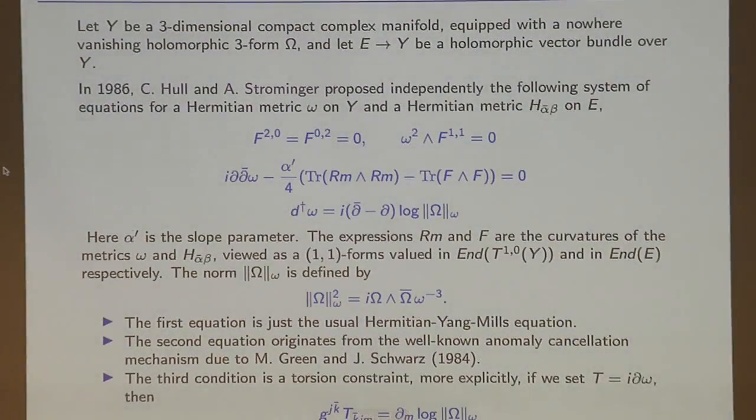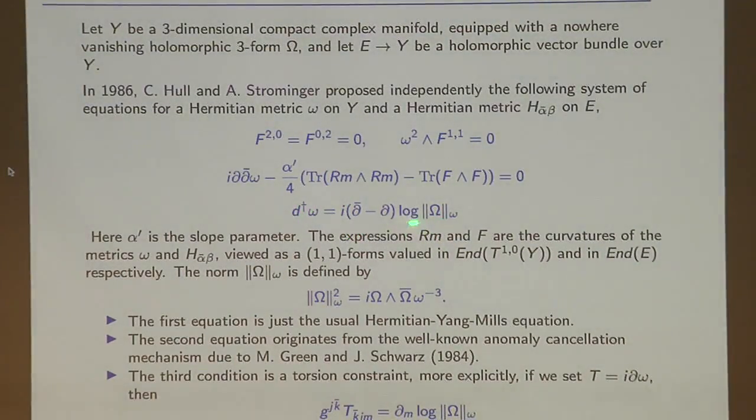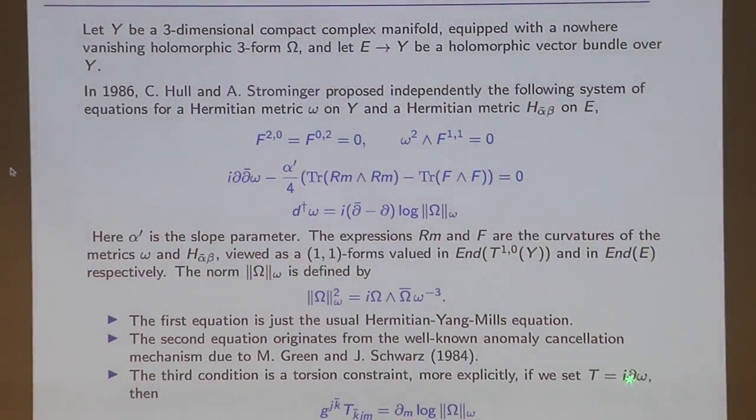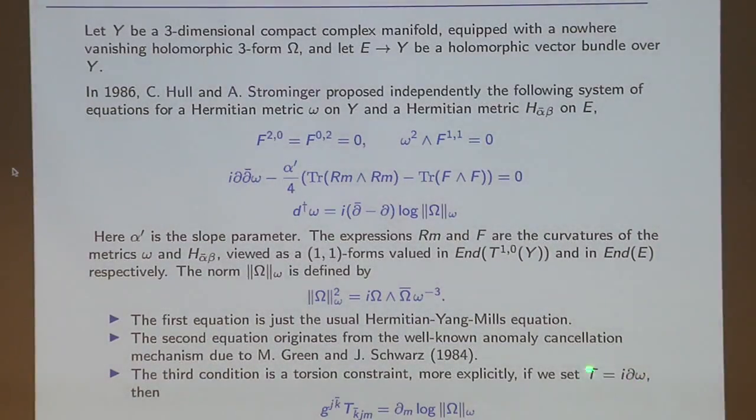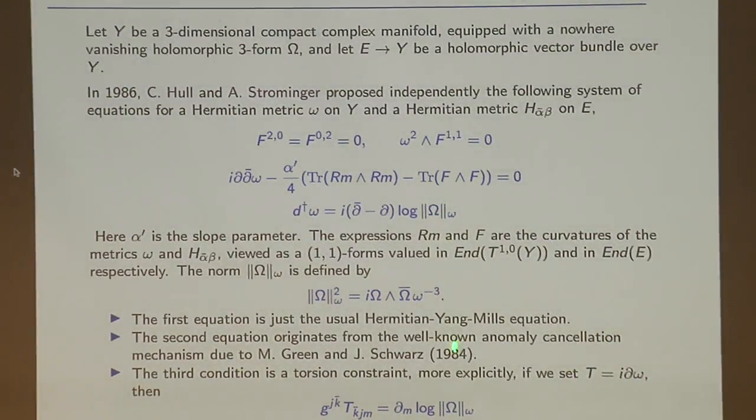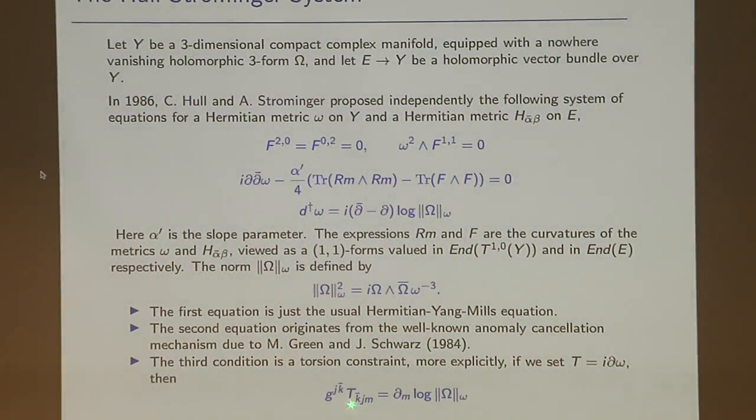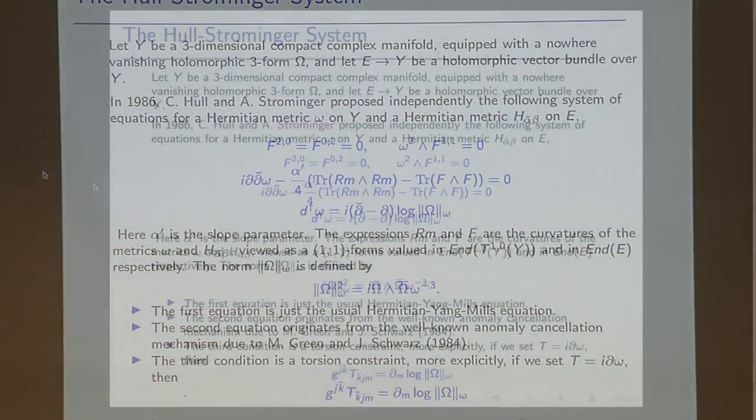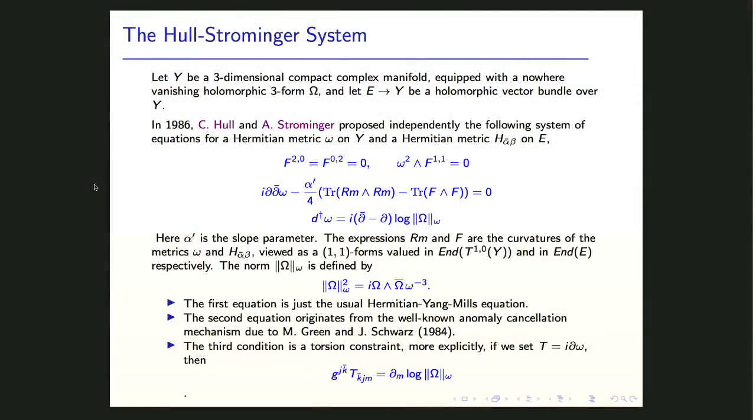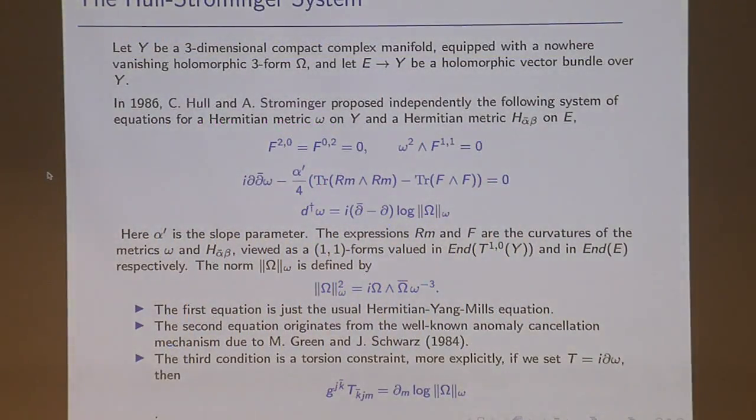And then the last condition, one can interpret this as some kind of torsion condition. So if one writes it more explicitly, what this means, if you have a Hermitian metric omega, you can take a partial d of it, and that's the torsion. And this condition here can be rewritten like this. Now this torsion here is a (2,1) form. So if you contract two indices, you are left with one index, and the equation is simply that this contraction is the gradient of the log of this norm. So here are then the three equations: Hermitian Yang-Mills, anomaly cancellation, and torsion constraint.